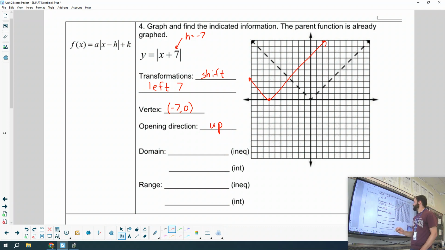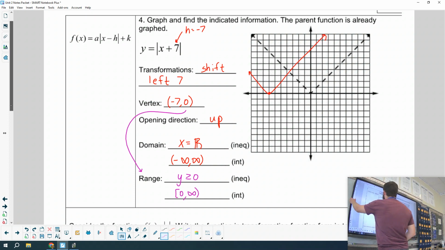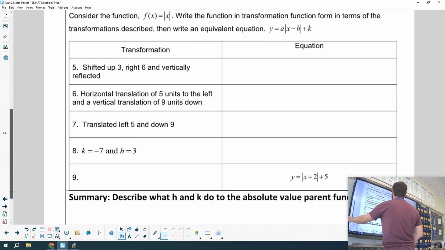All right, then remember, your domain is just always all real numbers, but your interval notation is going to be -infinity to +infinity. And then our range. Your range is the one you have to look out for, right? My range is attached to the y in my vertex. Look at my graph. It only goes down to 0. So my range is going to be y is greater than or equal to 0, or 0 to infinity. Okay? All right, last thing, we're going to write some equations just based on what it tells us.